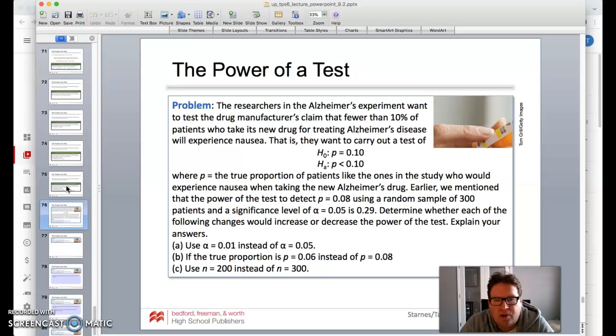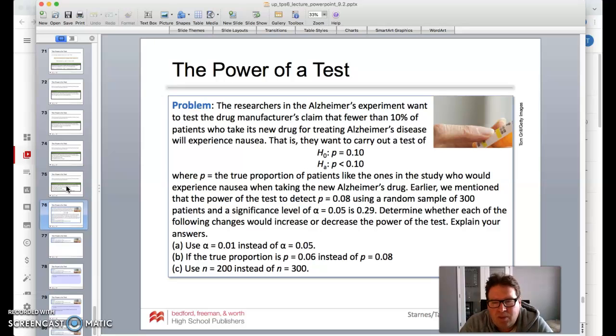Now, researchers in the Alzheimer's experiment want to test the drug manufacturer's claim that fewer than 10% of the patients who take its new drug will experience nausea. That is, they want to carry out a test where the null hypothesis is that the true proportion is 0.10. We're going to take the alternative, and that's kind of what a lot of times you try to do, is you try to prove that it's less than 0.10. Okay. All right. So we earlier mentioned the power of the test to detect p = 0.08.